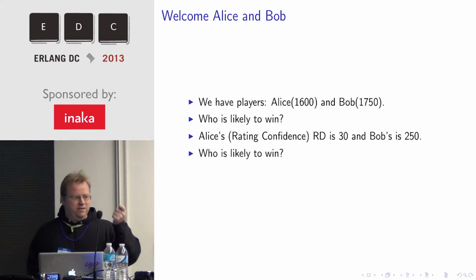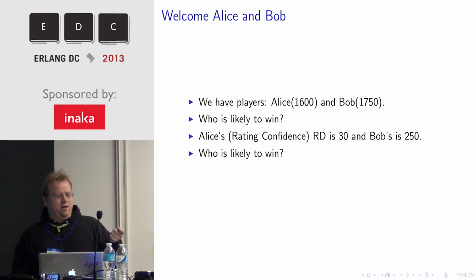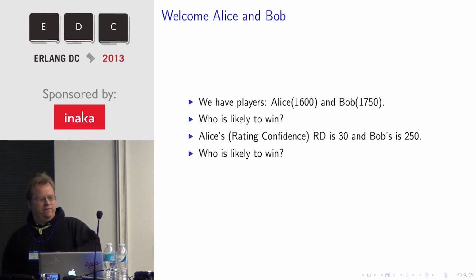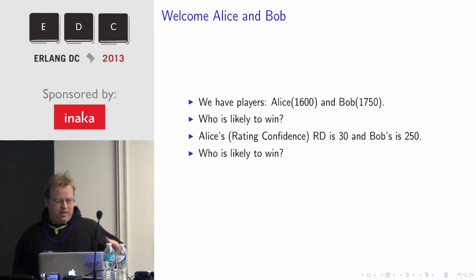if I tell you that I'm very confident in Alice's rating by saying that the deviance of Alice's rating is 30, but Bob's is 250, then who is likely to win is perhaps not, oh, it's always going to be Bob. It might be that I'm believing much more in the 1600 score I gave to Alice than in the other score I gave to Bob. So there's a point of how much confidence I have in a given rating of a given player.